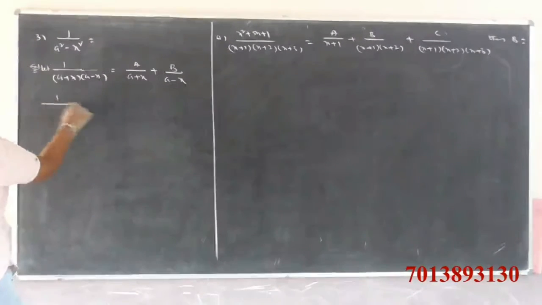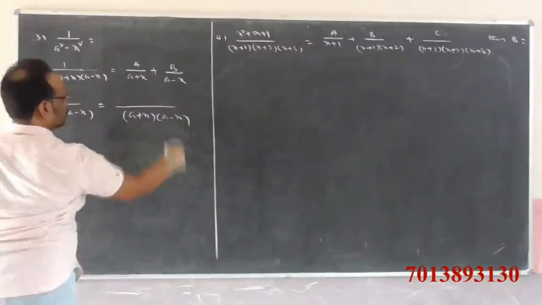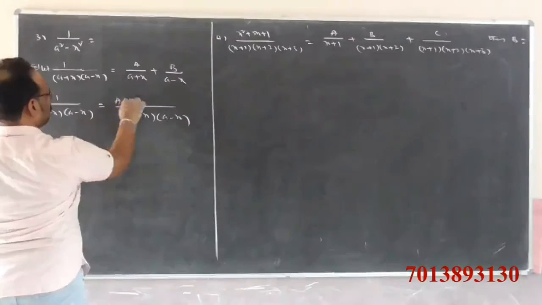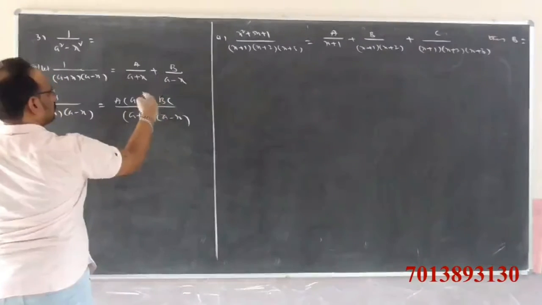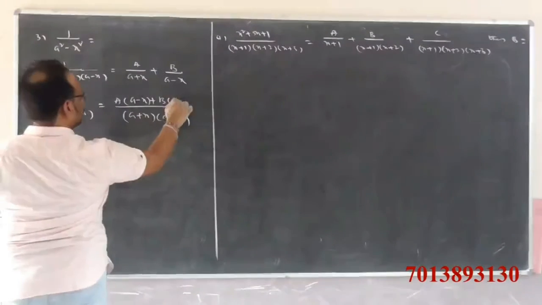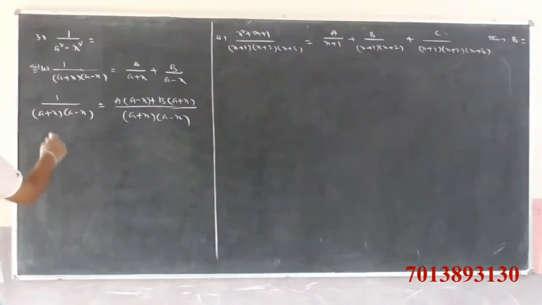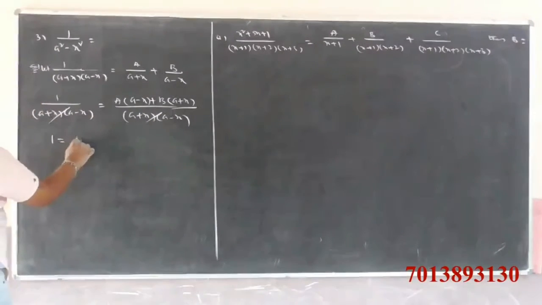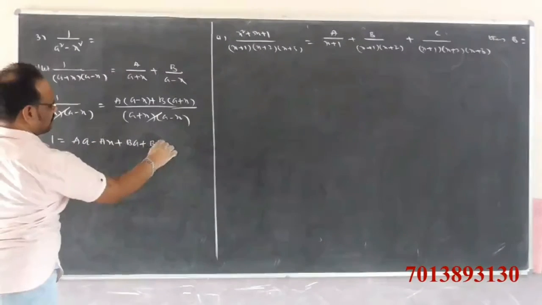If you do LCM, 1 by a plus x into a minus x is equal to, here the LCM is a plus x into a minus x. A plus x gets cancelled. We get a into a minus x plus, a minus x gets cancelled, we get b into a plus x. Observe here, the denominator gets cancelled. 1 is equal to a minus ax plus ba plus bx.